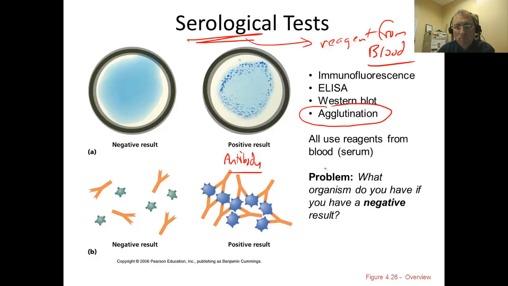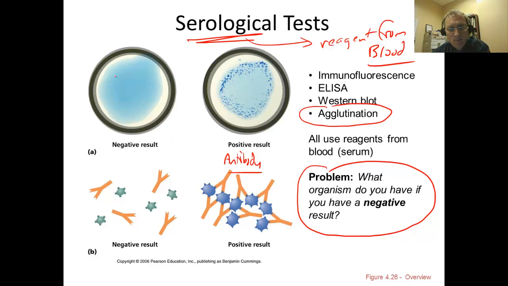The problem is, what organism do you have if you have a negative result? Let's say your throat hurts. You think you have strep throat. You go to the doctor's office and they swab your throat and they mix it with this chemical, and you end up with a negative result over here. What do you have if you don't have strep? Well, there's lots of things that you could potentially have if you don't have strep, and the problem with the negative result is that you still don't know what's wrong with the patient.